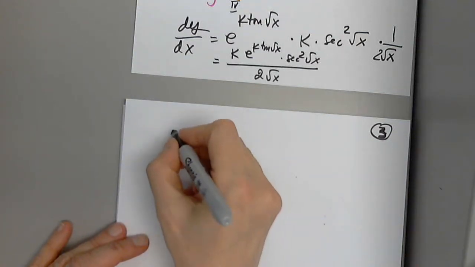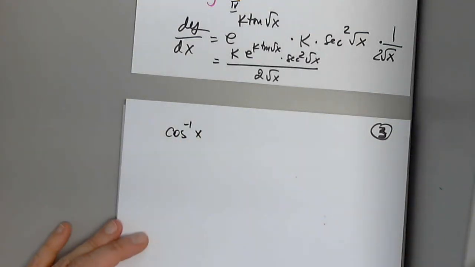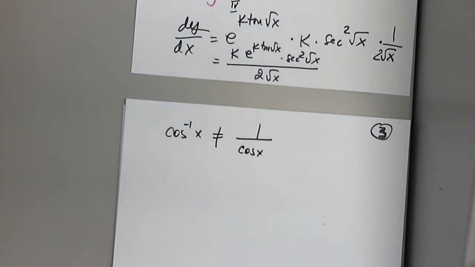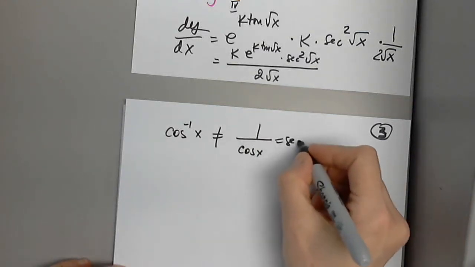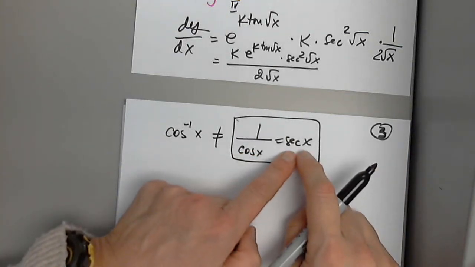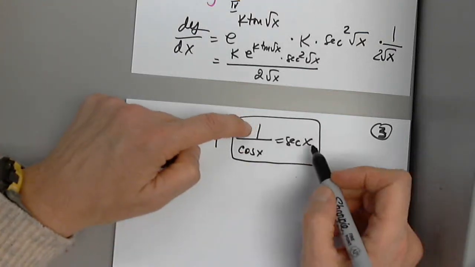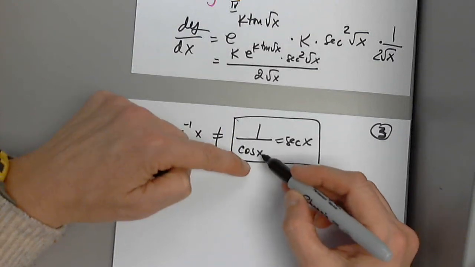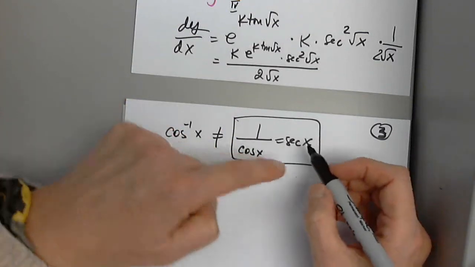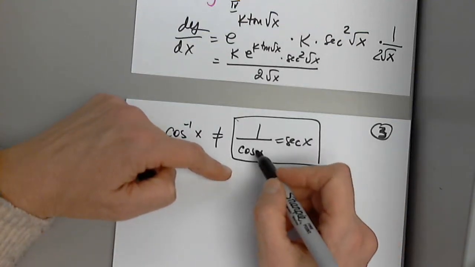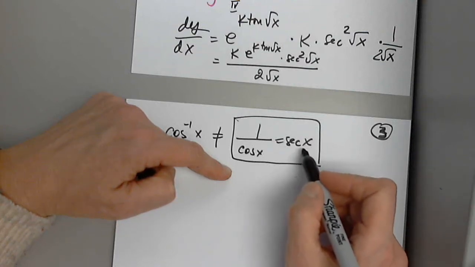Okay. So I want you to understand that cosine inverse of x is not 1 over cosine x. Okay? So this is secant x. So if you want to determine secant, you don't have secant in the calculator. So for example, if you want to determine secant of 7 radians, then you will have to put 1 over cosine 7 radians. If you want to determine secant of 30 degrees, you have to be in degrees mode, 1 over cosine 30. We do not have secant in the calculator.